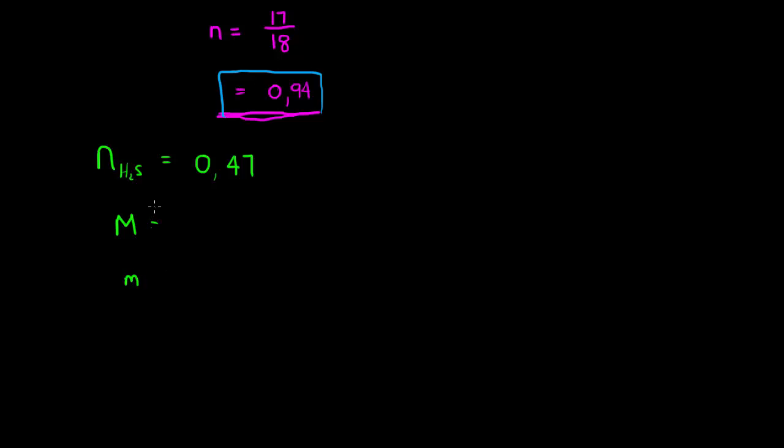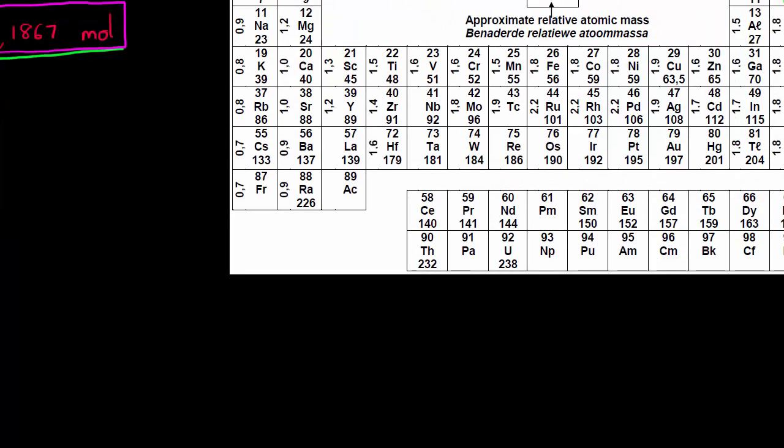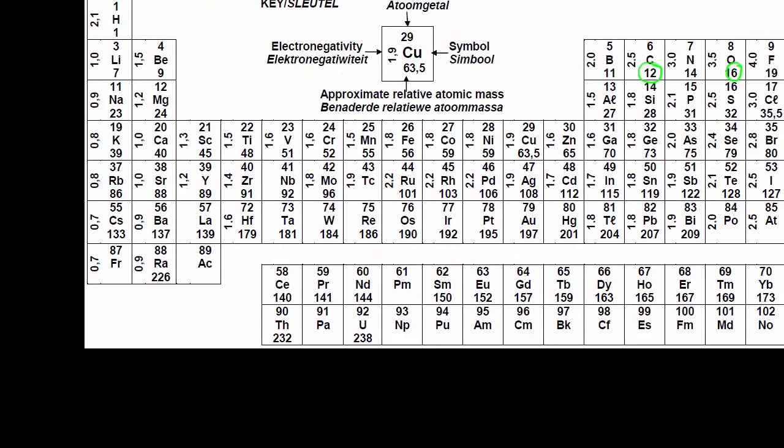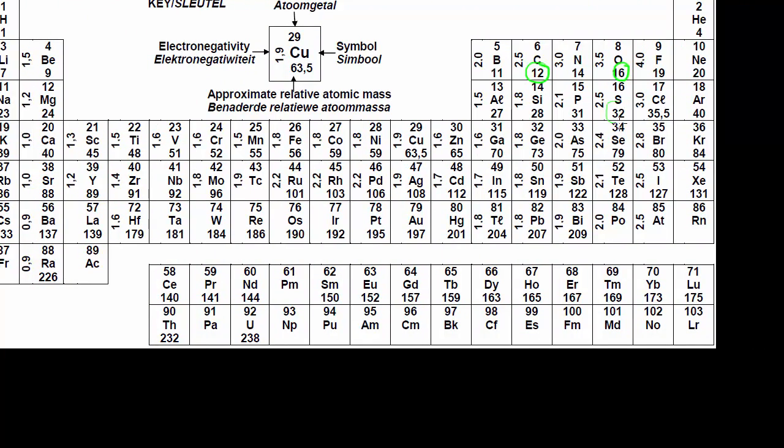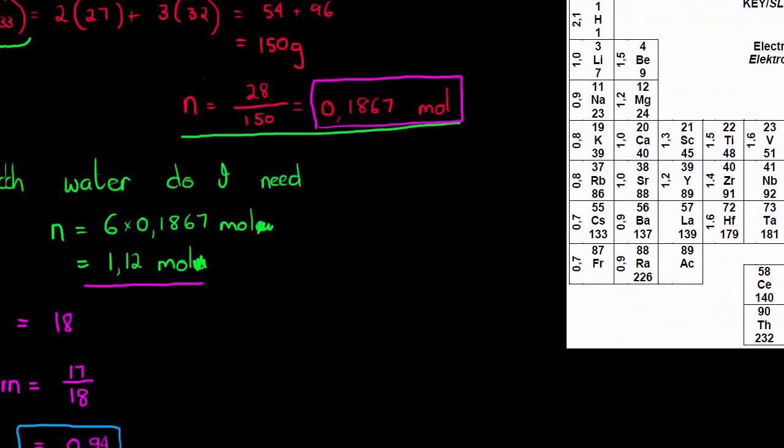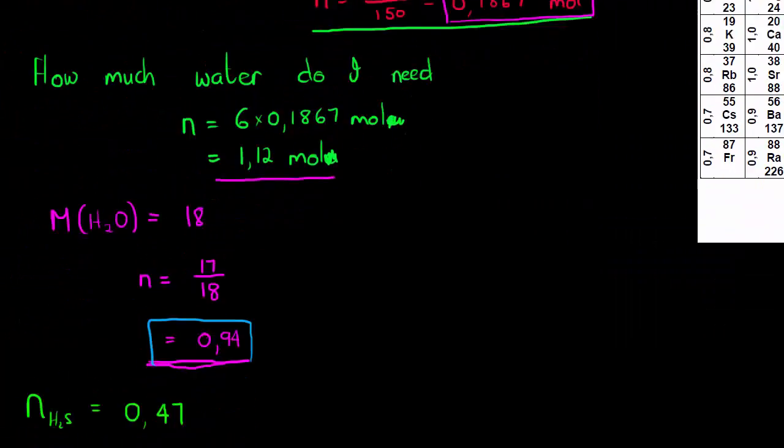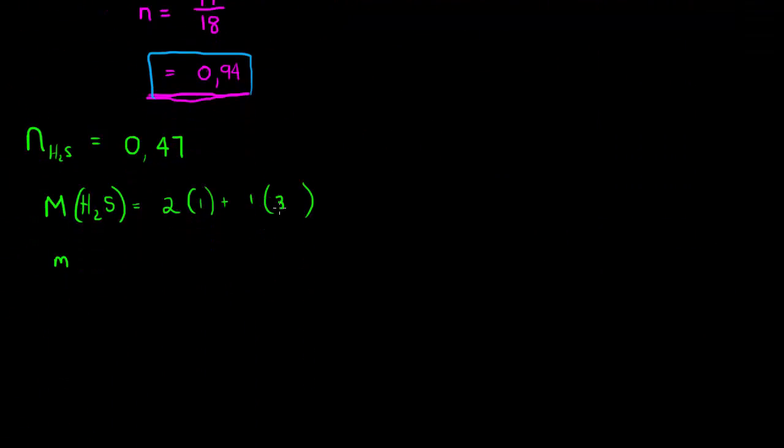I need capital M, which for H2S, we know it's 2 hydrogens plus 1 sulfur. Sulfur has an atomic mass of 32. So we have an atomic mass of 32, and so this is a total of 34 grams.